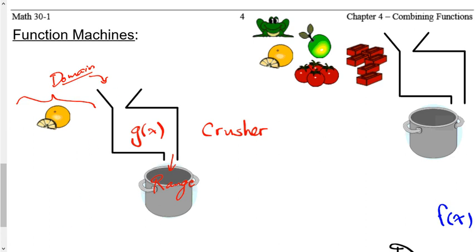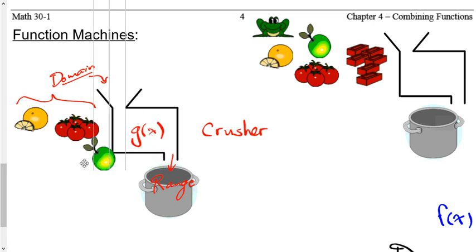Let's look at another possibility. Could I take some tomatoes, put them in a crusher, get something out? Once again, I get tomato mush, crushed tomatoes, maybe tomato paste with some pulp and stuff in there. So that's going to work. Well, let's try this apple. Is that apple going to work in my crusher? Yep, I'll get crushed apple out, applesauce, which is kind of like crushed apple. So all that is in my domain.